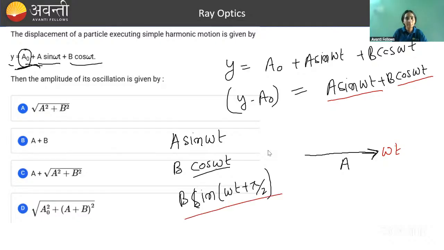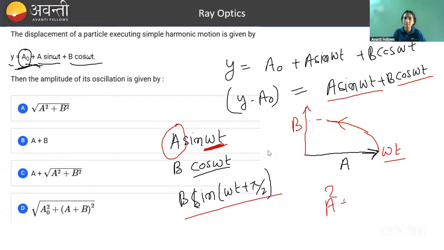ठीक है. Now I have taken one vector directed along the direction of omega t. So along the direction of omega t, which one is there? A sin omega t. So amplitude is A in this sense. And then there is another vector in the direction of omega t plus pi by 2. यहाँ से कितना degree ऊपर जाना है, plus करना है, तो anticlockwise move करोगे, कितना angle? Pi by 2. So B will be somewhere here. Done है.